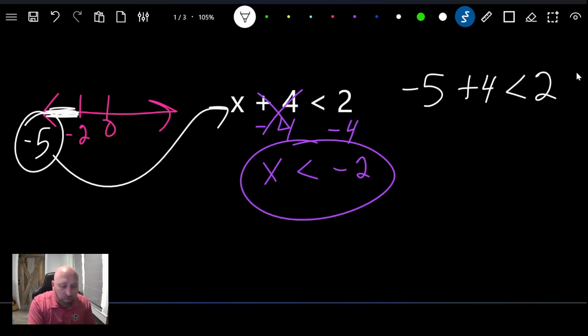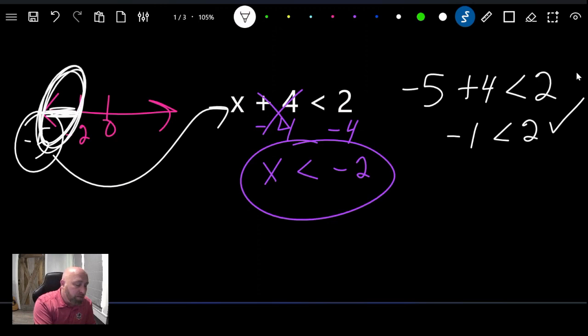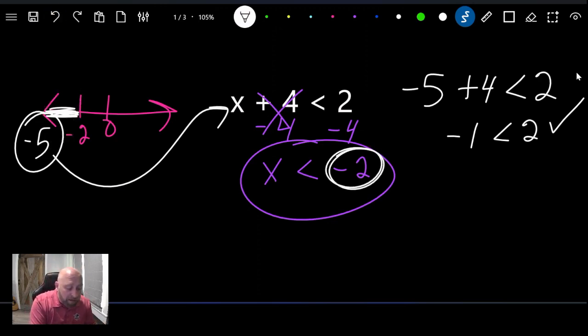Negative 5 plus 4 is going to be negative 1. Negative 1 is less than 2. Yes, that works. So that means that all of these numbers over here on this side of our negative 2 work. Why negative 2? Because that was our critical number. Remember, we talked about that in the last lesson. So that's how you check these. Check these with your number line, and then make sure that all of those numbers over there are going to check.